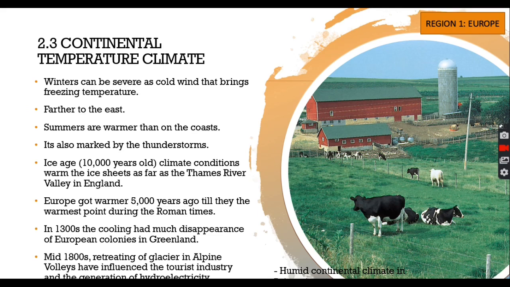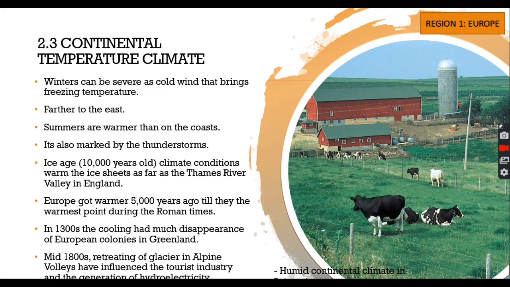So, I will give you some additional information. At the end of the Pleistocene Ice Age, about 10,000 to 15,000 years ago, climatic conditions warmed, and the ice sheet, which had extended as far south as the Thames River Valley in England and the plains of northern Germany and Poland, melted and retreated northward. The climate throughout Europe got warmer until some 5,000 years ago, when it reached its warmest point during the Roman time. The cooling in the 1300s had much to do with the disappearance of European colonies in Greenland.